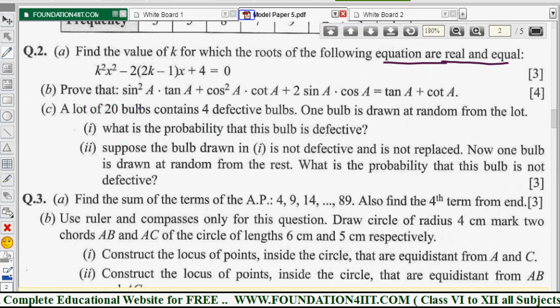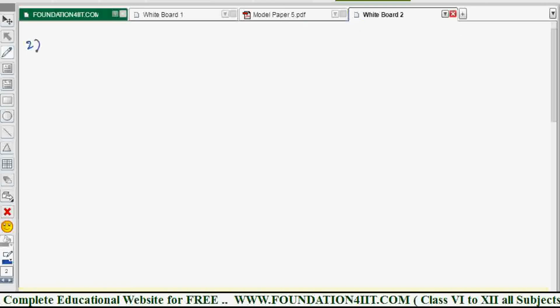From trigonometry, take LHS and we should prove RHS in this. Prove that sin square a into tan a plus cos square a into cot a plus 2 sin a into cos a is equal to tan a plus cot a. So if you convert everything to tan and cot, we can solve this. Let me take the LHS.